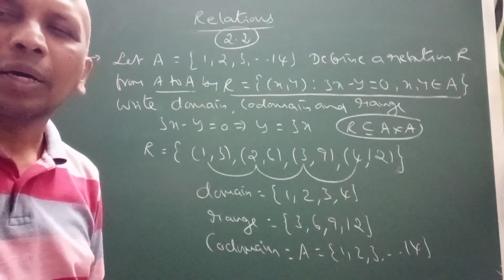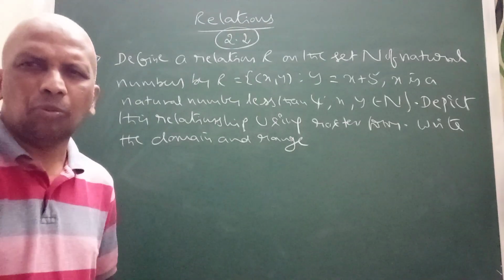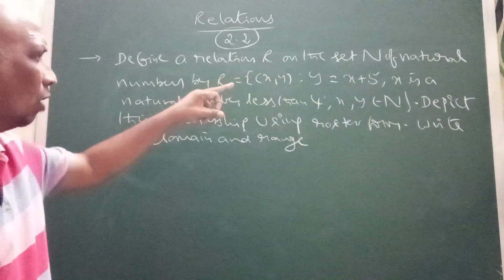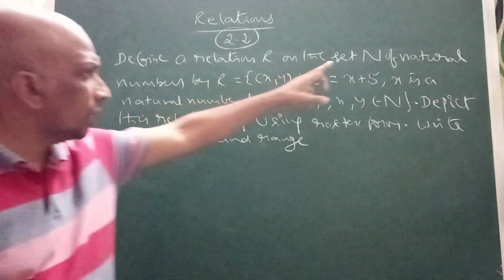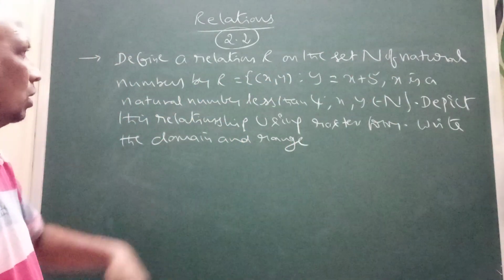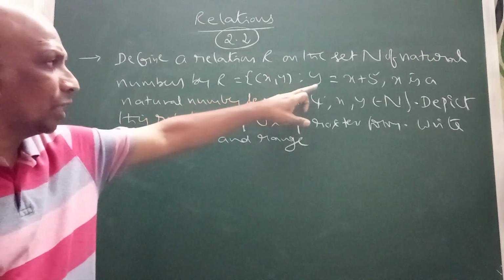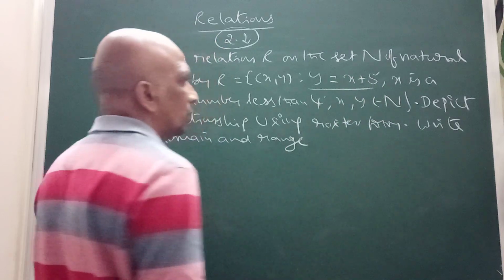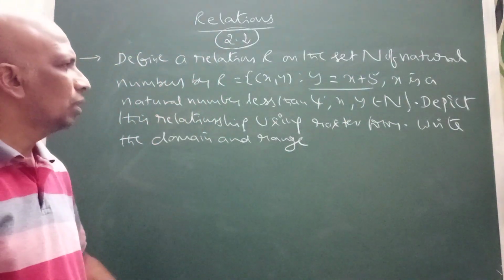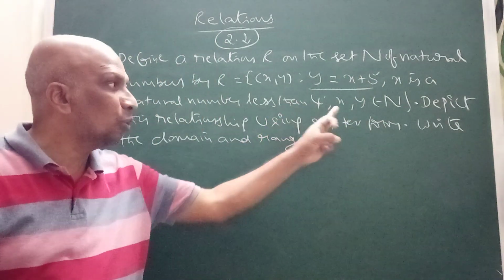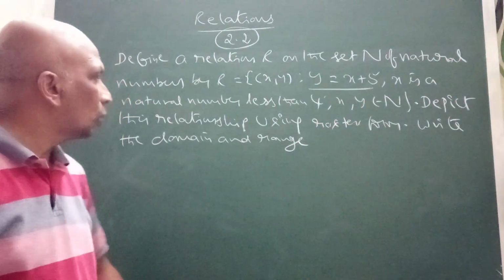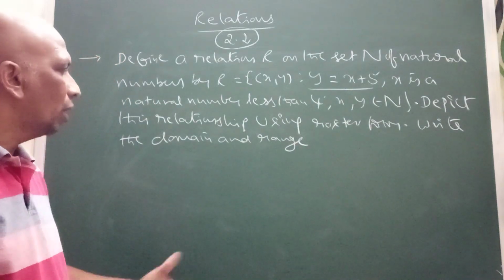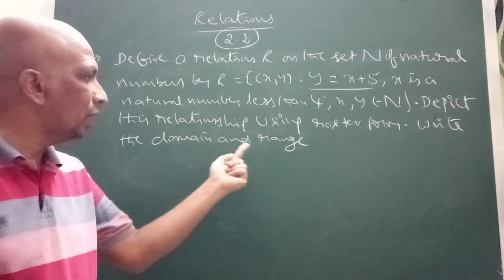Now I am going to do the next problem. In this problem, they are asking for a different relation R on the set N of natural numbers, defined by R equal to {(x, y) such that y equal to x plus 5, x is a natural number less than 4, x, y belong to N}. Depict this relationship using roster form and write the domain and range.